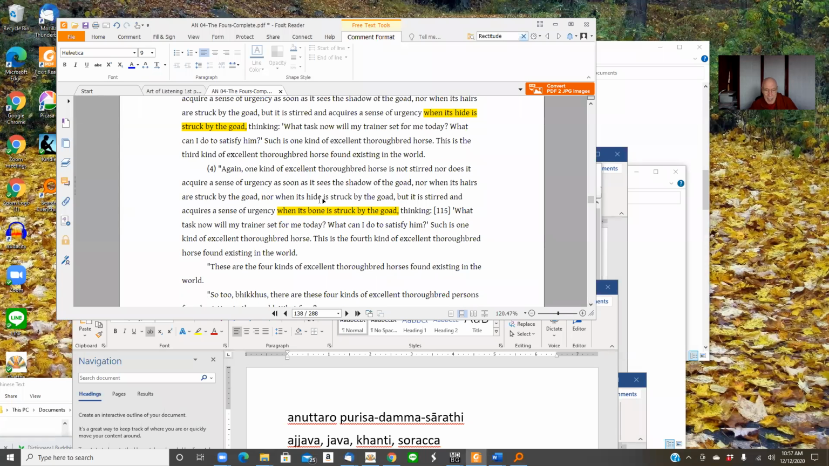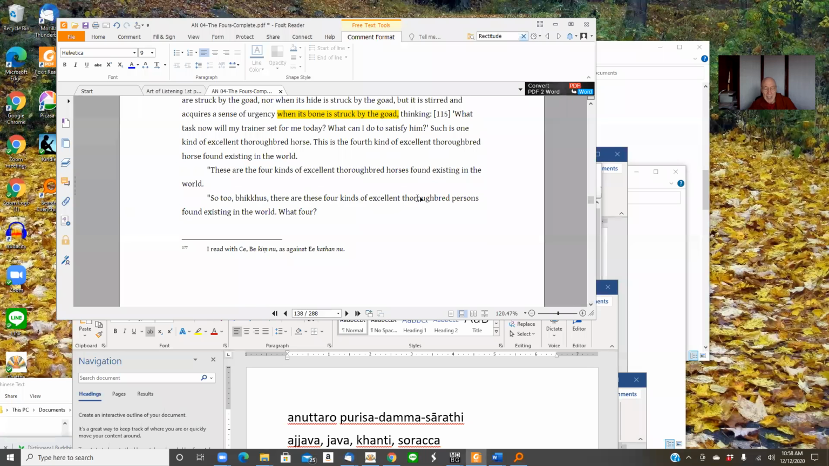But then the fourth horse isn't even stirred to a sense of urgency, not even stirred to start taking up the training when its hide is struck by the goad, but it's stirred to a sense of urgency when the horse trainer takes the goad and hits it hard against the back of the horse so that the pain goes right down to the bones. Then finally the horse thinks, I'd better start following the horse trainer. So those are the four kinds of thoroughbred horses.